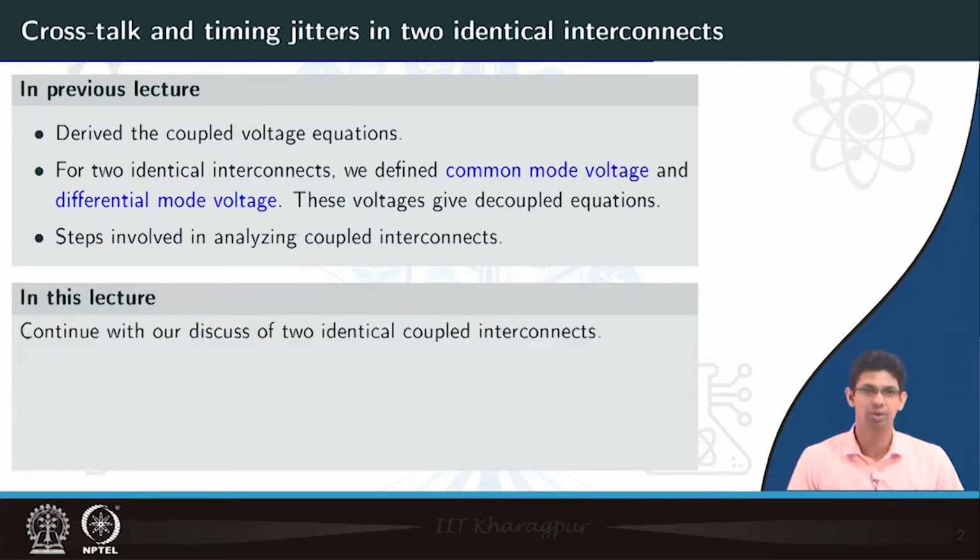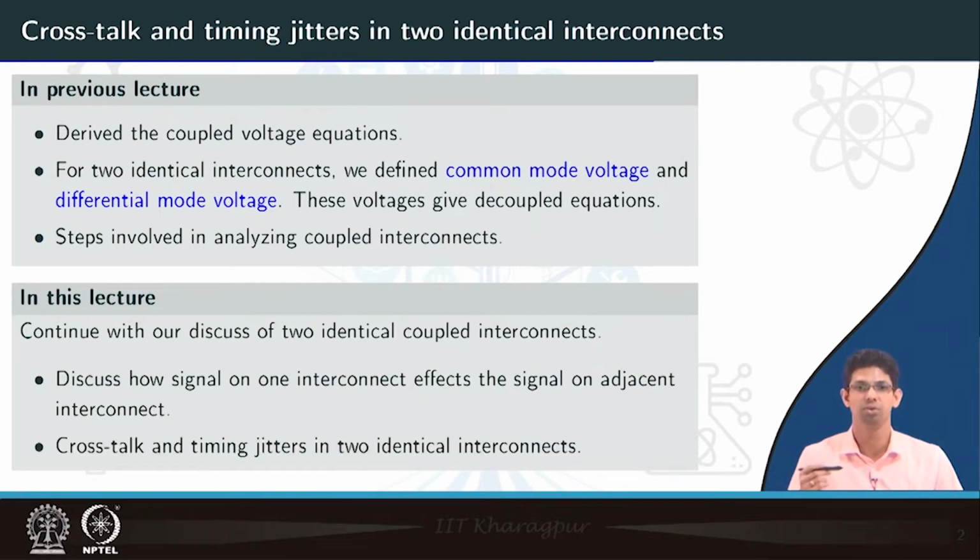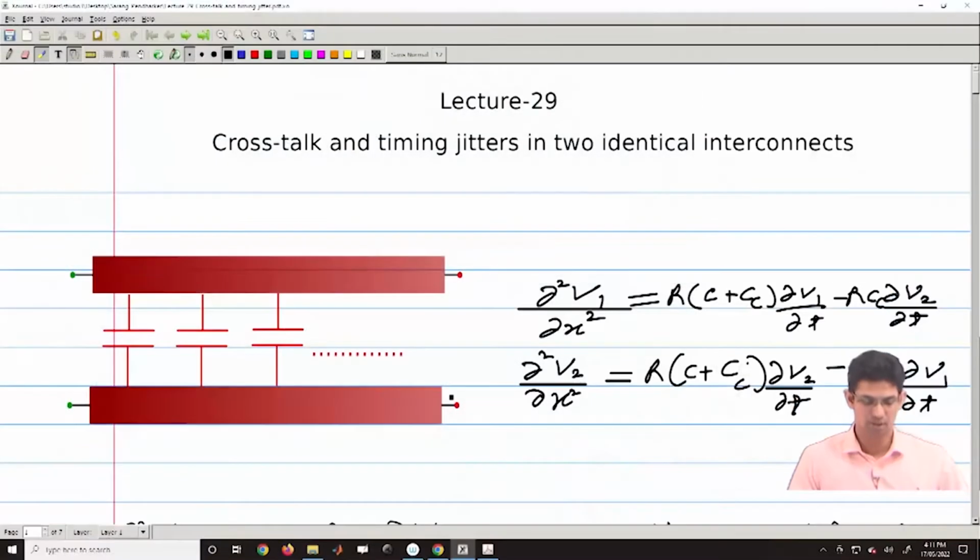So, in this lecture we will continue with this discussion on two identical interconnects. We will see how the signal on one interconnect affects the signal on the adjacent interconnect, which leads to crosstalk and timing jitter. So, let us get started.